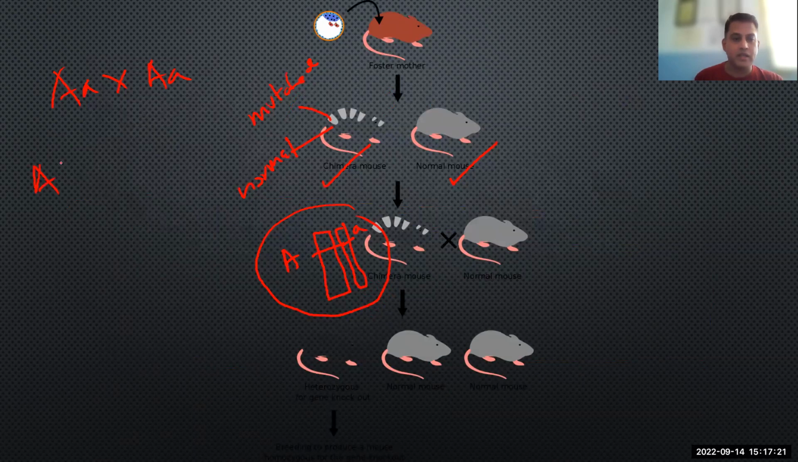then we get a homozygous recessive, that is a mutated gene. So this never expresses, they don't express this protein. Okay, this is one example.